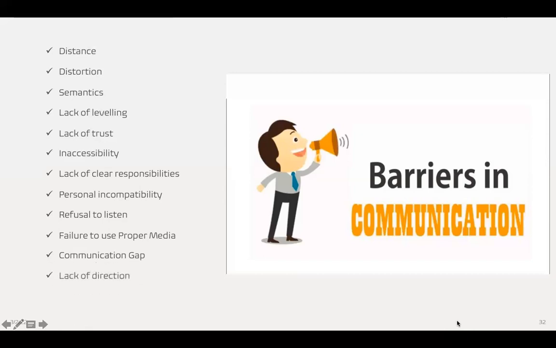And lastly, we have lack of direction. A lack of direction in message content may present a barrier. Some messages have two types of content, the manifest or evident meaning and the latent or real meaning. In some cases, the manifest meaning of the message is made so attractive that the real meaning is lost.